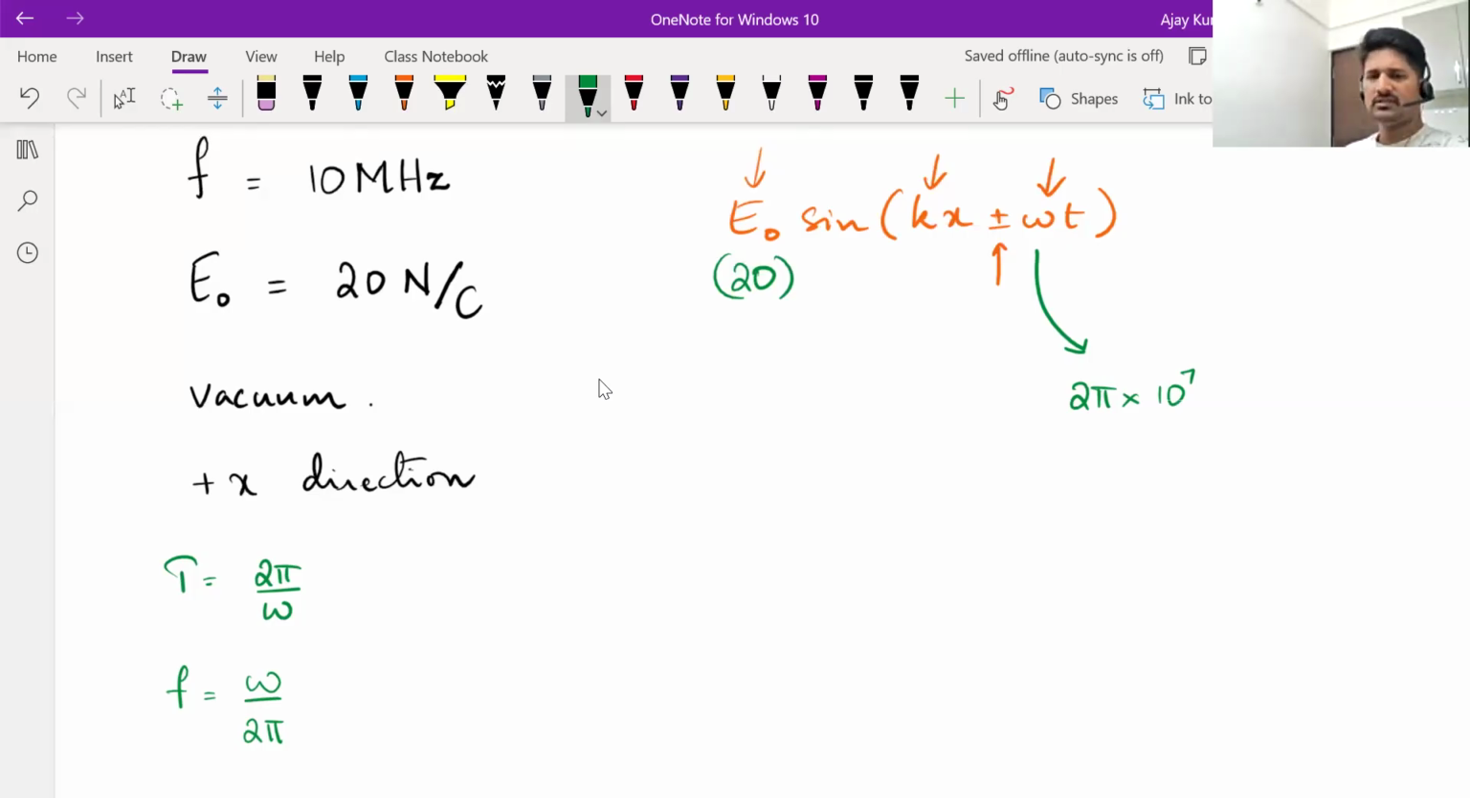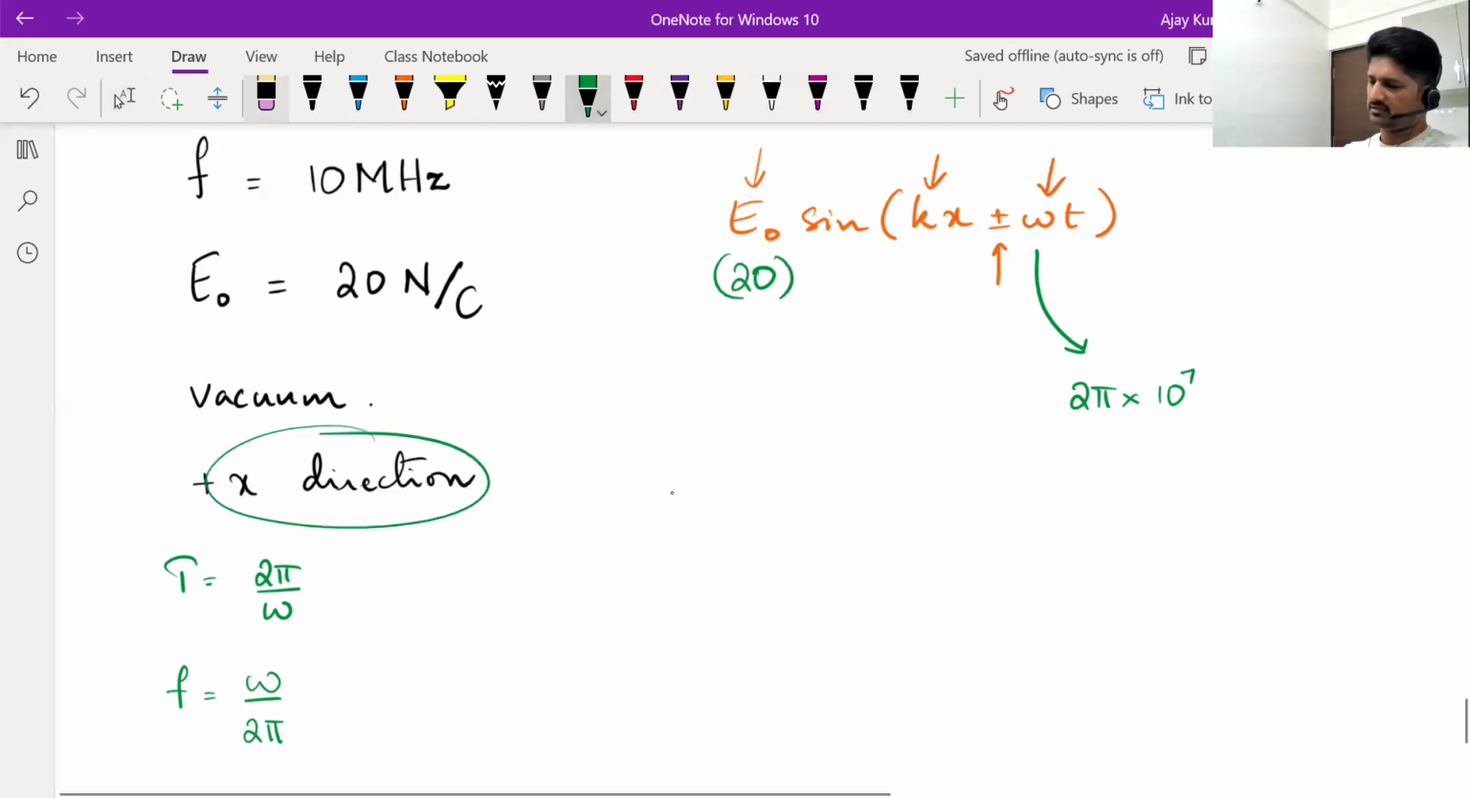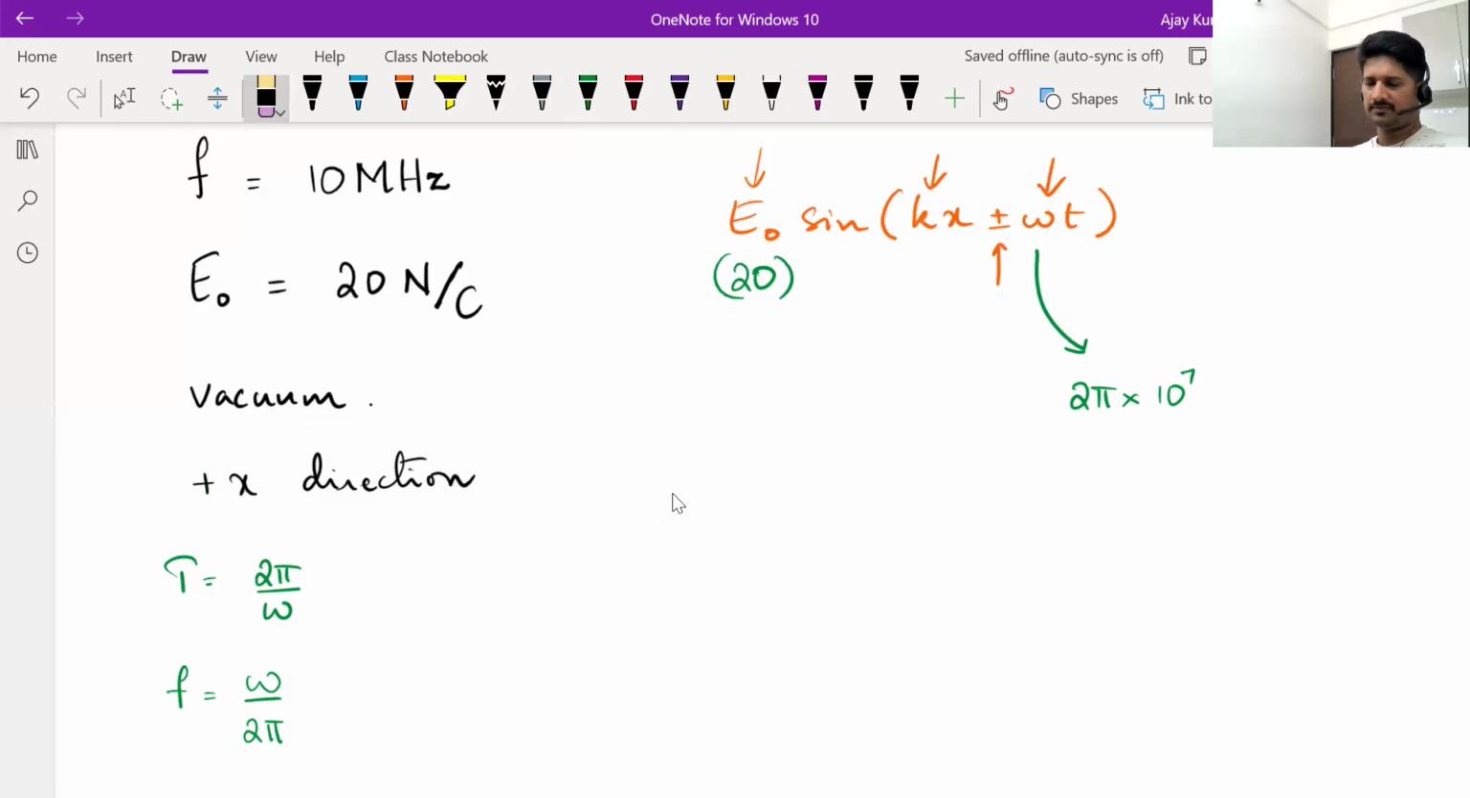Next, how do you decide plus or minus? Sir, if both of them are positive or both of them are negative, then it's negative x direction. Here you are told that it's traveling in the positive x direction. So should you use plus or minus? Sir, minus. Minus, correct. So that part is done.